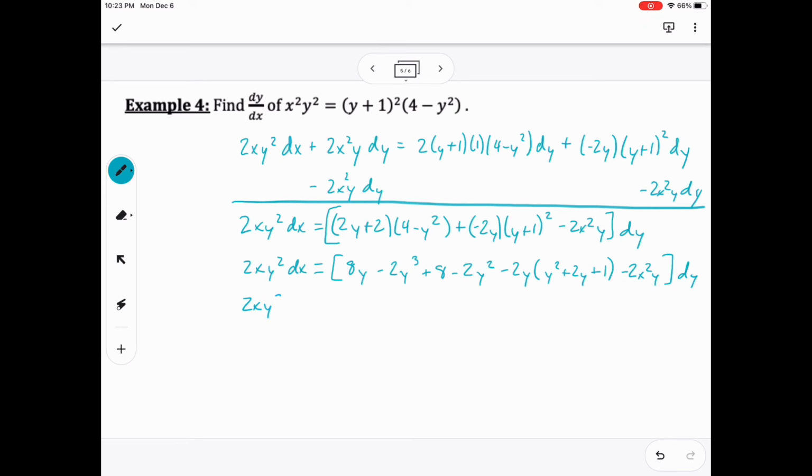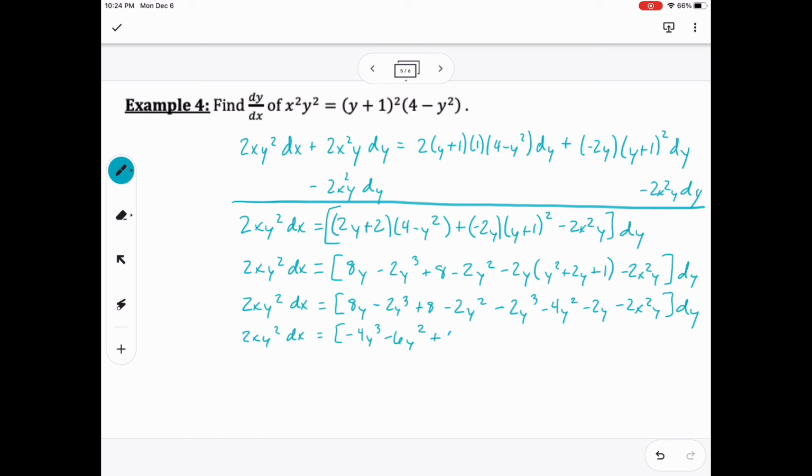And then from there, I'm looking for like terms. Also, I'm going to take the -2y and multiply it through. Okay, and then from there I can see that there's lots of like terms, so there's some y cubes, some y squareds, there are also some terms with just y. Now even though there's a -2x squared y at the end, that doesn't really go with anything, so it has to sit at the end and be by itself.